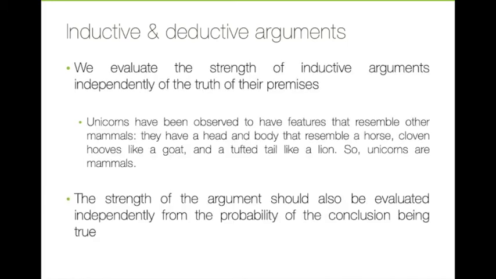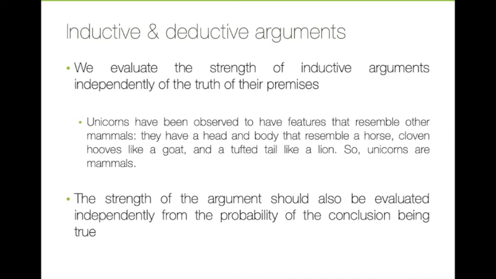It's going to be important that we evaluate the strength of our inductive arguments independently of the truth of their premises. So just as we separated validity from soundness, we're going to do the same for inductive arguments. Our focus is going to be on the degree of support the premises offer for the conclusion. So we're going to leave judgments about the truth of the premises to other disciplines. So let's look at this example. Unicorns have been observed to have features that resemble other mammals. They have a head and body that resemble a horse, cloven hooves like a goat, and a tufted tail like a lion. So unicorns are mammals.